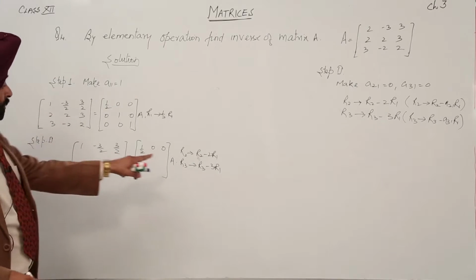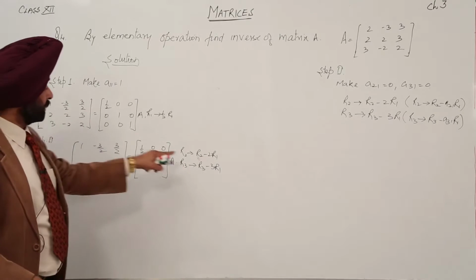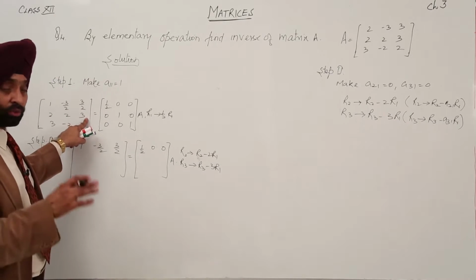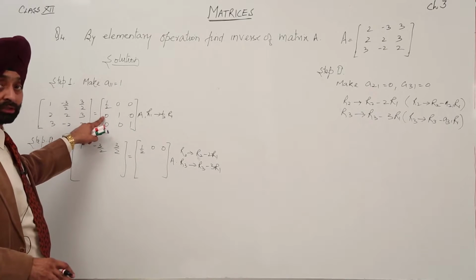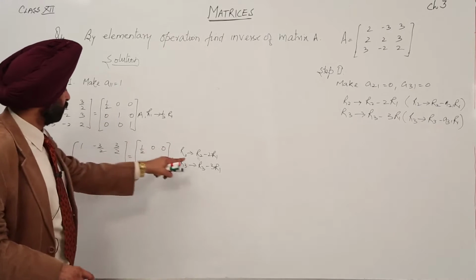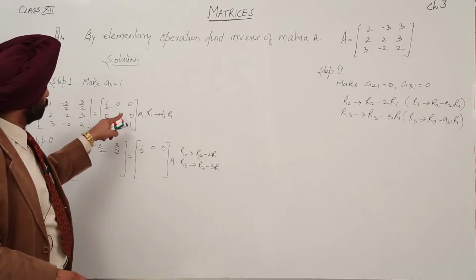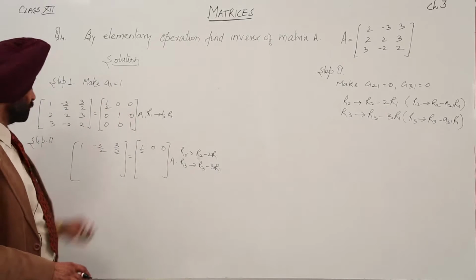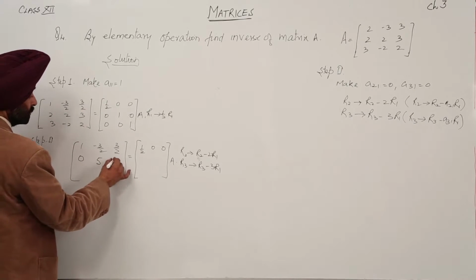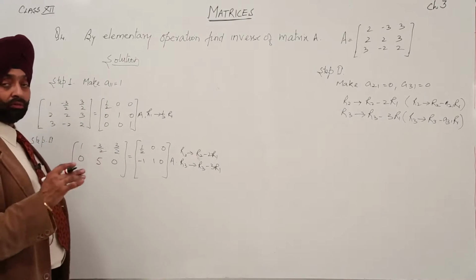This becomes 2 minus 2 times 1, 2 minus 2 times minus 3 by 2, 3 minus 2 times 3 by 2. Similarly 0 minus 2 times 1 by 2, 1 minus 2 times 0, 0 minus 2 times 0. So we are getting this as 0, 5, 0 and this part we are getting as minus 1, 1 and 0.